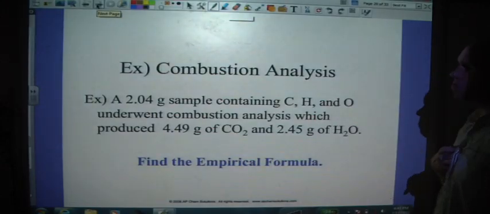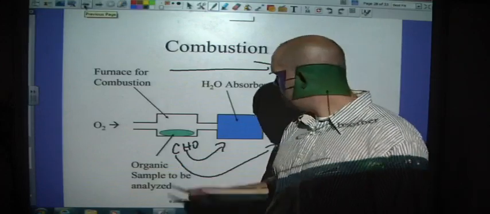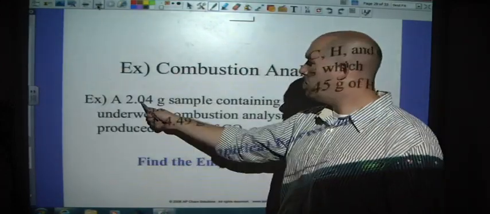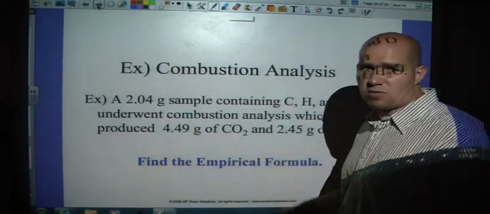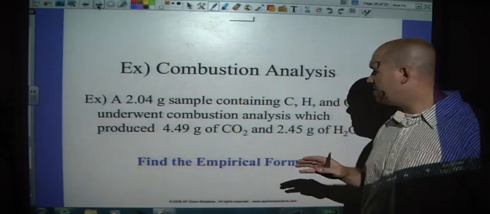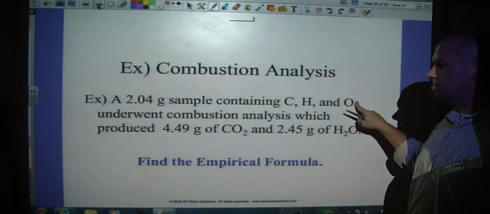Okay, so we originally, that green, well, yours is gray, but right there, green right there, we said that's a 2.04 gram sample. Okay? Of what? I don't know. That's why we're doing this. But we do know we can do different tests to figure out what elements are present. We do know it has carbon, hydrogen, and oxygen.